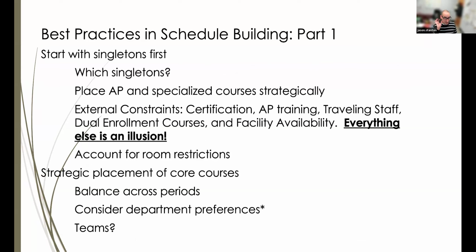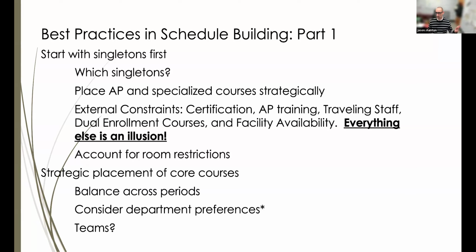So what are some best practices? Well, the first best practice would be start with your singletons. Which one's first? You always go largest to smallest. And then the same thing departmentally. Small departments to large departments. So it's opposite, right? So your musics would go first, your ensemble groups, but then your smaller departments, singletons, would also need to be scheduled.